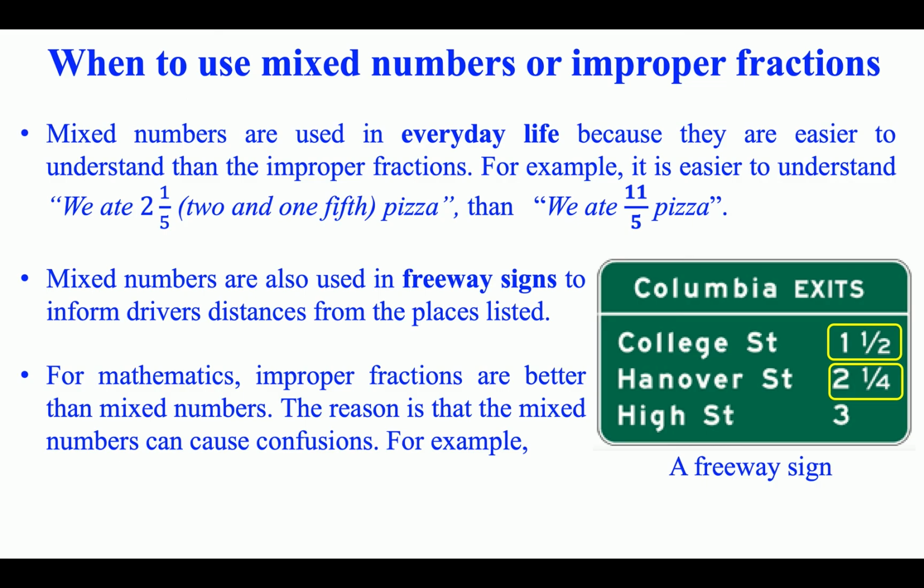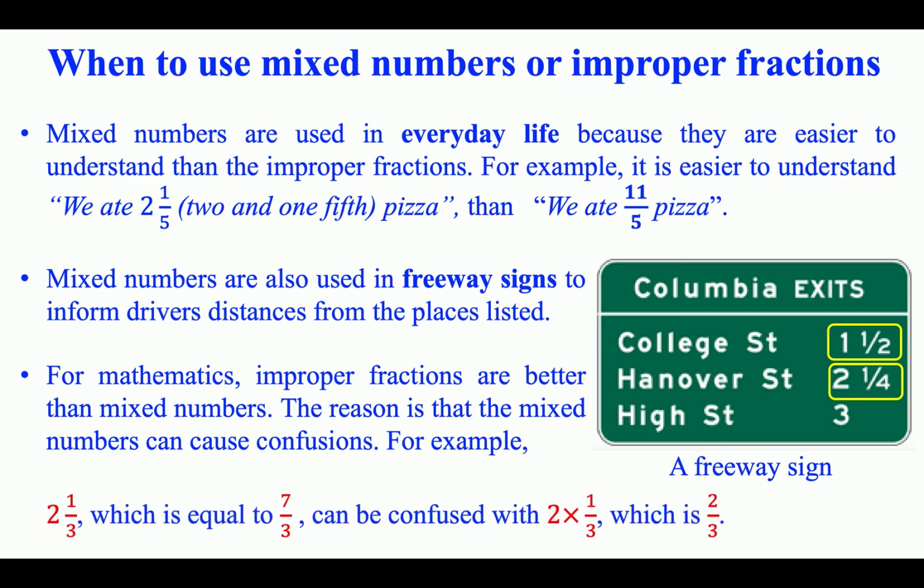The reason is that the mixed numbers can cause confusions. For example, 2 and 1/3, which is equal to 7/3, can be confused with 2 times 1/3, which is 2/3.